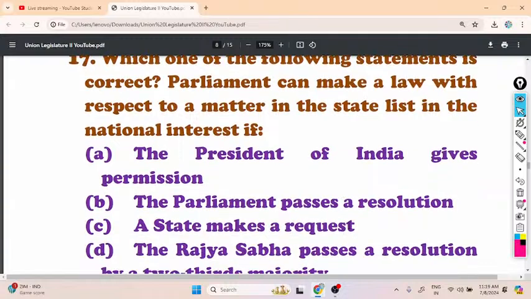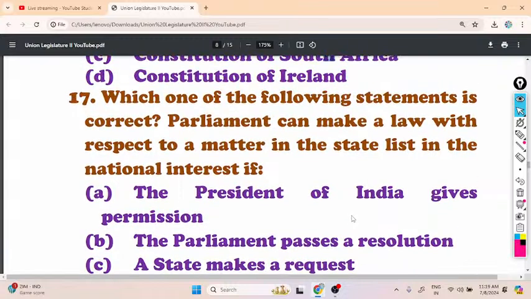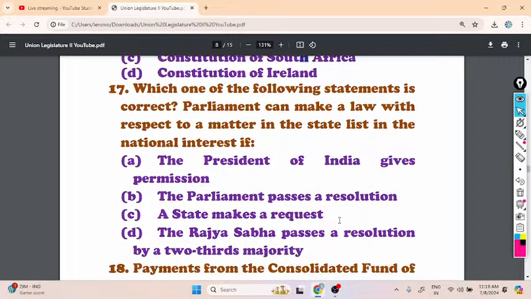Question number 17. Which one of the following statements is correct? Parliament can make law with respect to matters in the state list in the national interest if Rajya Sabha passes a resolution by 2/3 majority. Okay. By special majority, it's not 2/3 of the members present and voting. Anyway, the answer will be correct. D.